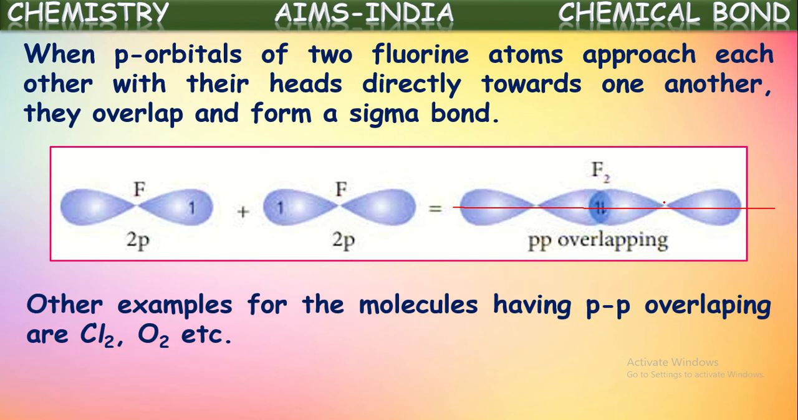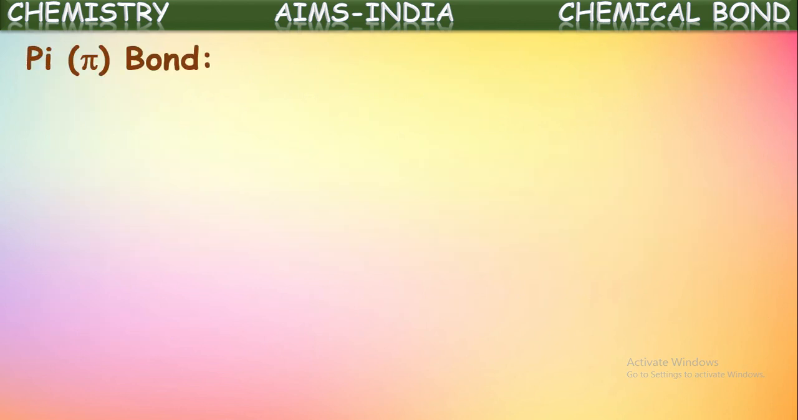Some other examples of molecules which have PP overlapping are Cl2, O2, etc. In these molecules also, this PP overlapping occurs in the formation of covalent bonds between them. Okay, this is about PP overlapping. Next, another kind of covalent bond formation, that is the pi bond.